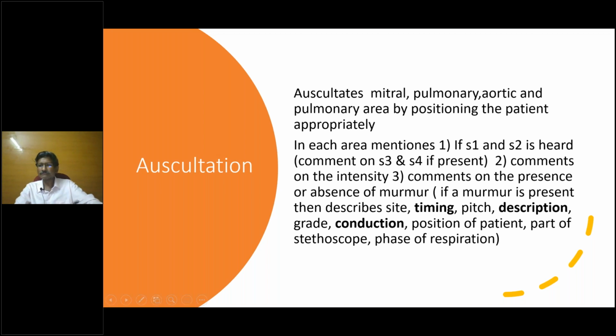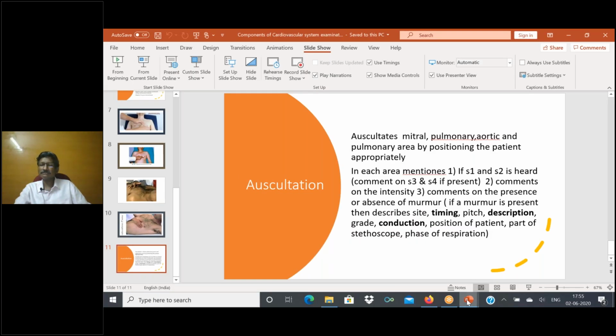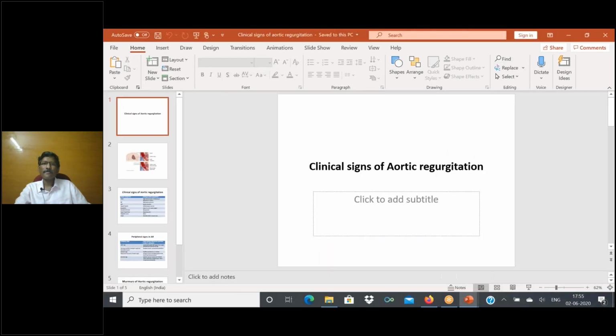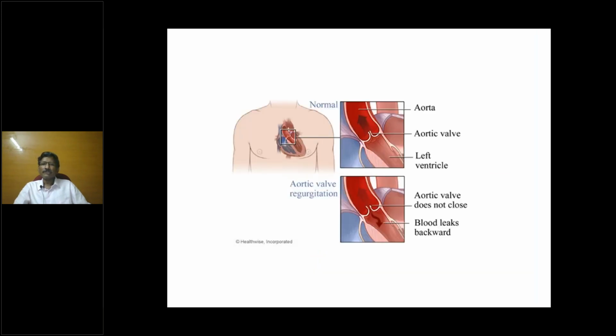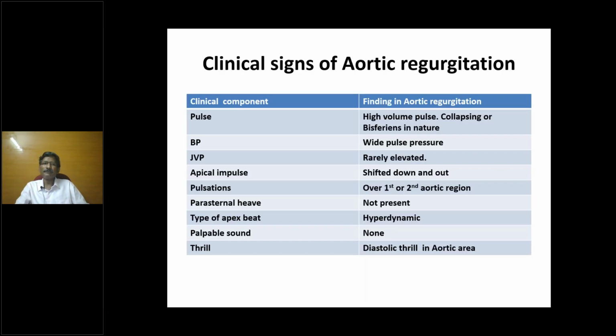So now I'll go to the discussion of the findings in aortic regurgitation. As I told you, blood leaking back occurs a lot. So these are the findings you will get. Pulse is high volume and it is collapsing. Can anybody tell me the mechanism? Let me try to finish the mechanism of collapsing pulse here. Though I need some diagrams, I think you need to understand the concept of collapsing pulse here itself. Can you tell the mechanism of collapsing pulse?